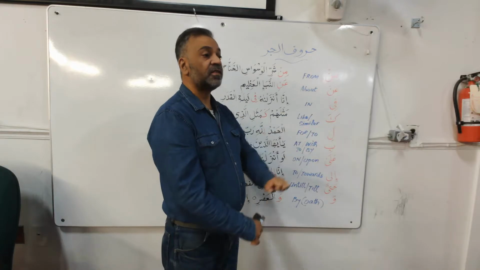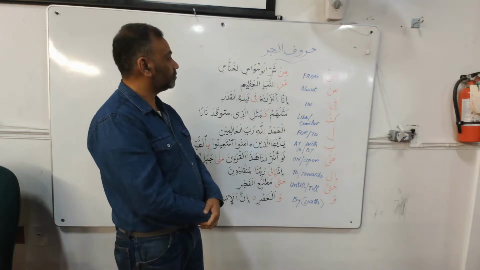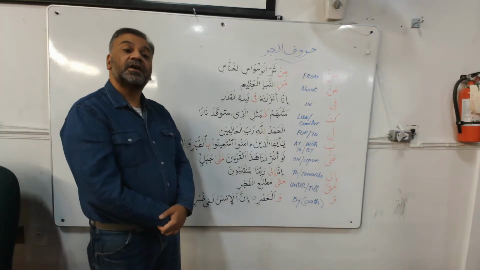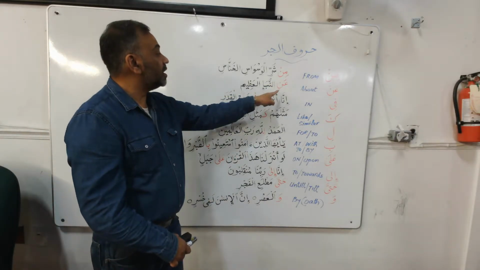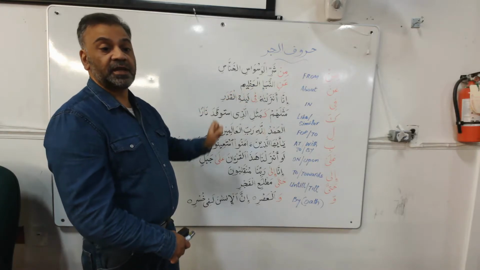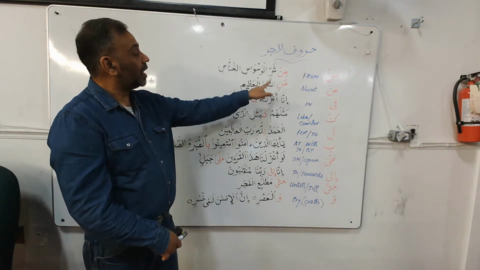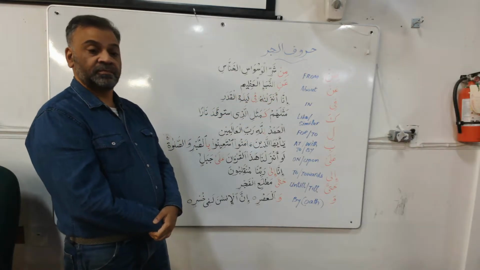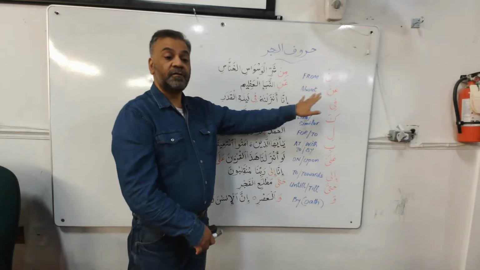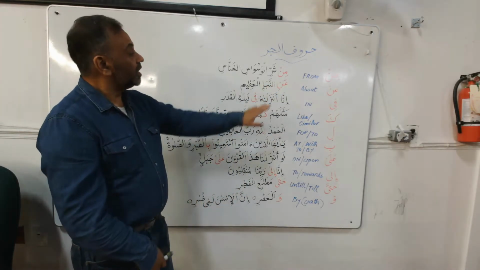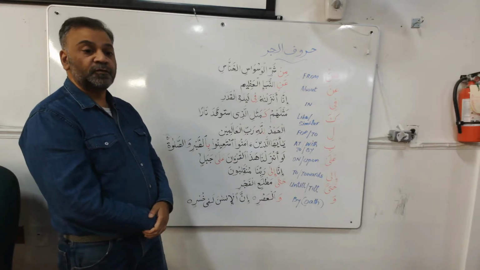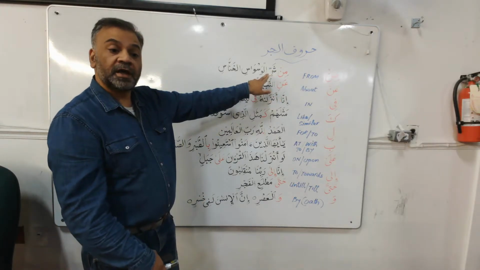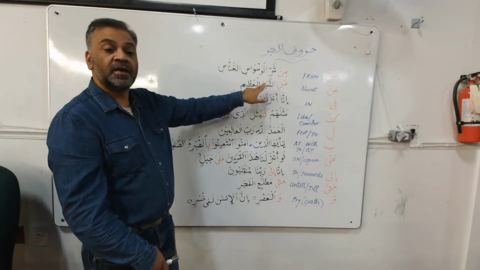The next one is an, about. Amma yatasa'alun anin naba'i al-azim. Anin naba'i, about the great news. Right? So that is your harf jar an, about. In both cases, you would notice that the harf jar is followed by an ism, and that ism is majroor.